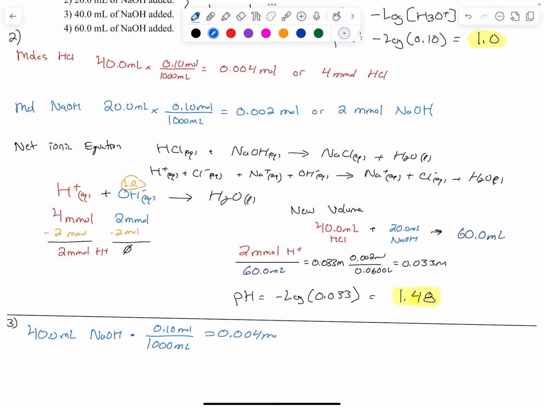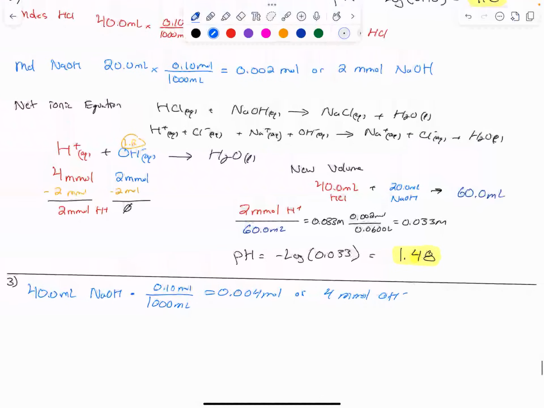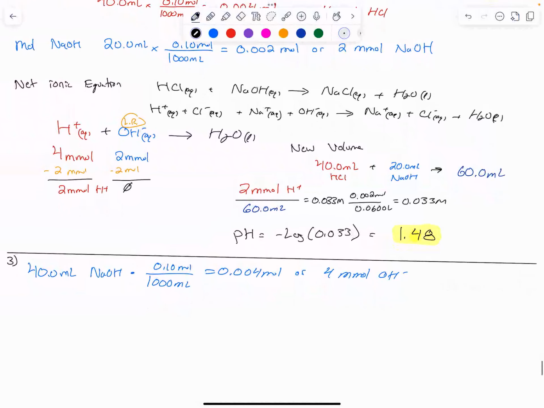0.004 moles or 4 millimoles of hydroxide. Back to the same net ionic equation: H plus, OH minus, going to H2O. Now I'm going to go to 4 millimoles of H plus. I always go back to the original.